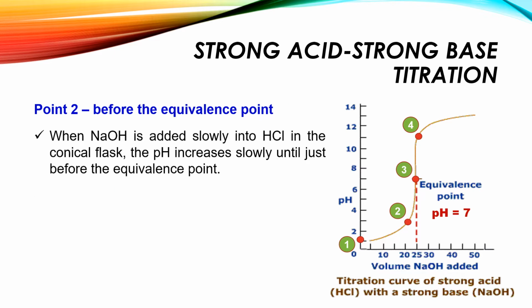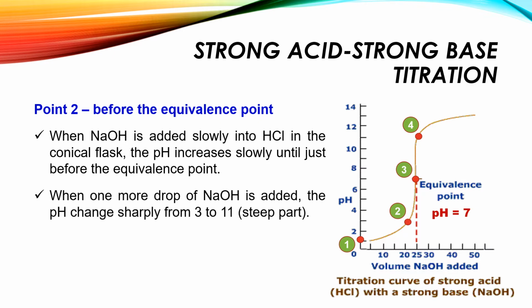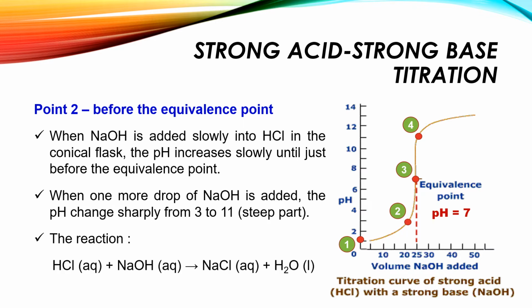At point 2, when sodium hydroxide is added slowly into the hydrochloric acid in the conical flask, the pH increases slowly until just before the equivalence point. When one more drop of sodium hydroxide is added, the pH changes sharply from 3 to 11, which we can observe at the steep part of the titration curve. The reaction occurs between the hydrochloric acid and the sodium hydroxide to produce the salt sodium chloride and water.